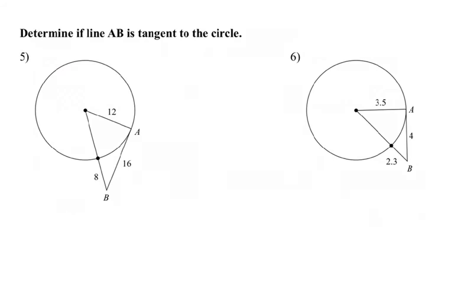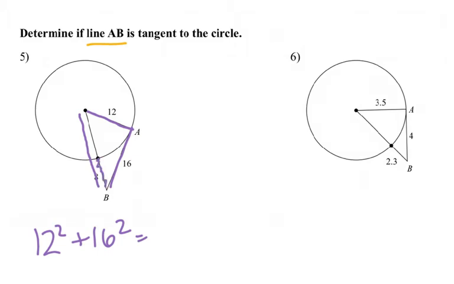Okay, then going to the next ones, we're just reviewing this idea. We're looking for something different, though. It says, determine if line AB is tangent to the circle. So how do you tell? Remember that if this line is tangent, this has to be 90 degrees. So in order to tell if that's 90 degrees, we have to check and see if the Pythagorean theorem works. So what I'm looking for is this leg plus this leg. So 12 squared plus 16 squared equals, and then, I don't know my hypotenuse.